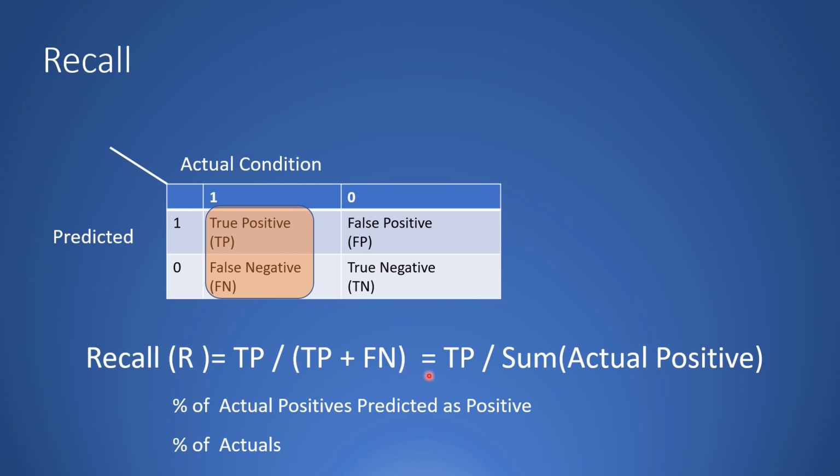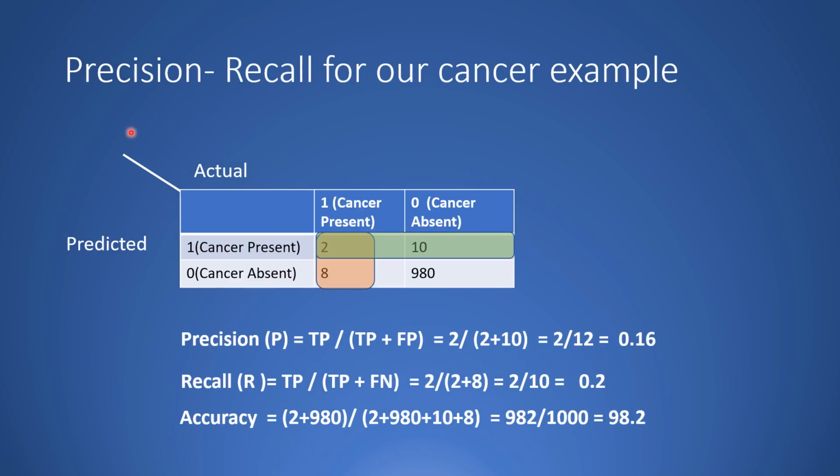Okay, so here you can see that recall is true positives predicted by our algorithm, divided by the sum of actual positives. Okay, so it is the percentage of actual positives predicted as positive. Okay, so it is a percentage of actuals. Now let's go back to our cancer example and compute both the precision and recall.